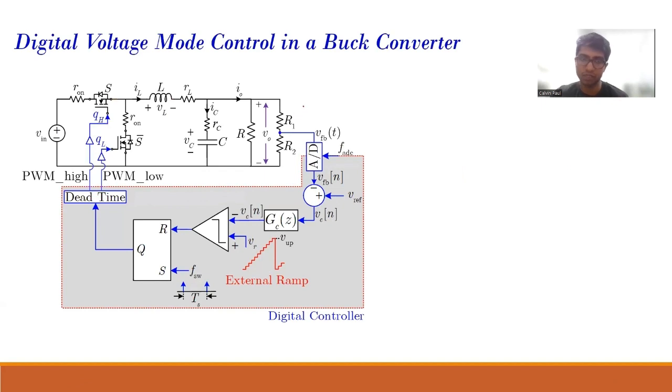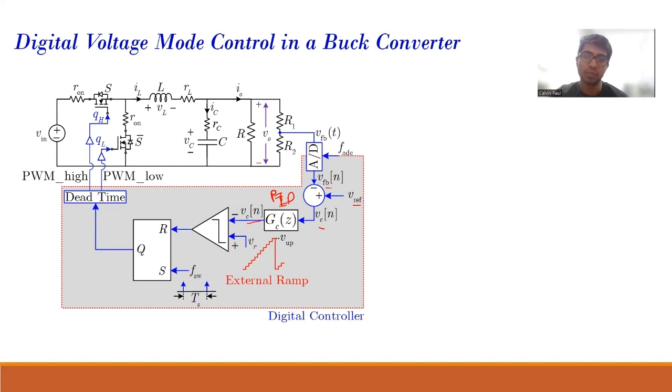So we have a buck converter. This is my buck converter, and in the gray area, that is my voltage mode control part. The ADC samples the output voltage and generates a signal. That is compared with my V reference signal and that generates my V error signal. The V error signal passes through a PID controller, and that generates my control value.